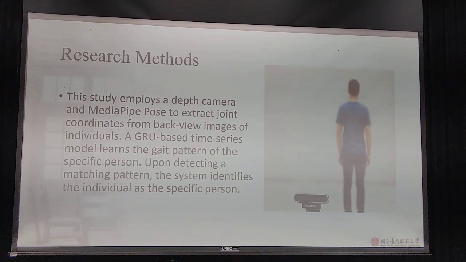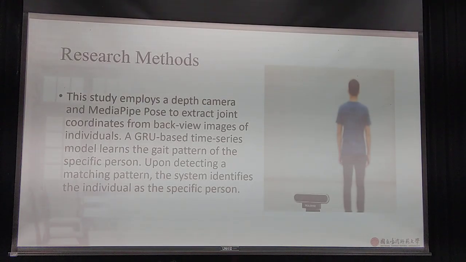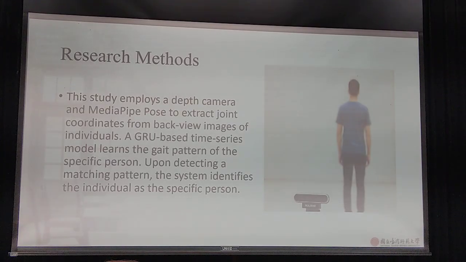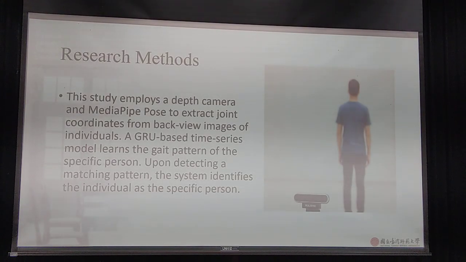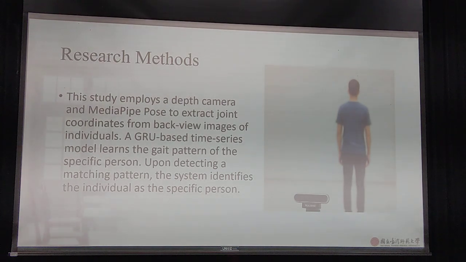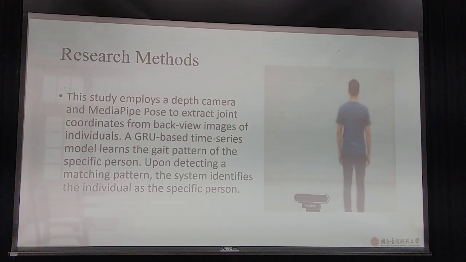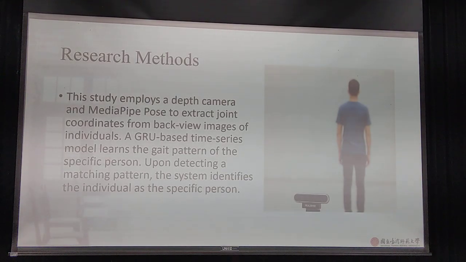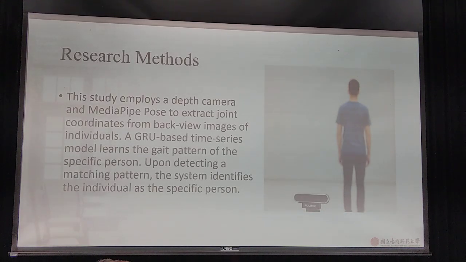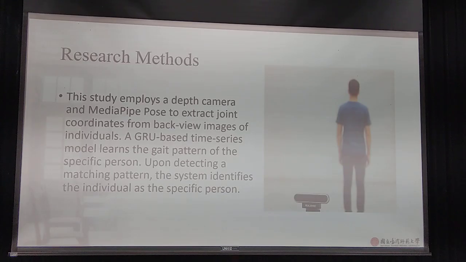This study focuses on recognizing and tracking a specific person based on body posture and gait pattern. In this system, the recognition model classifies each person into two categories, master and stranger. The camera captures the full body information and MediaPipe captures the joint coordinates from the human body. Those joint coordinates are used as time series data for a GRU-based model. Once the person is classified as the master, the system identifies the individual as the specific person.